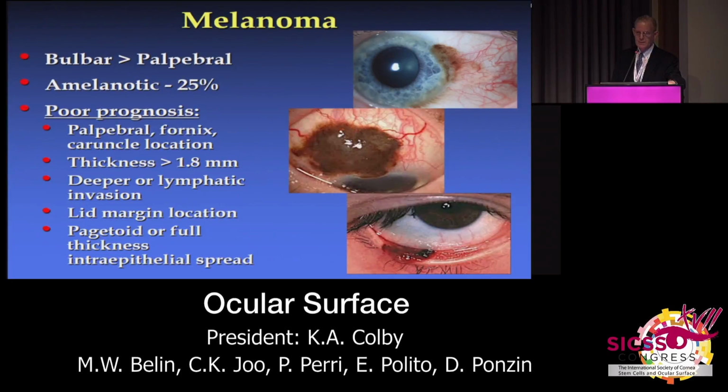And again, the poor prognosis group are patients with a palpebral, fornical, or caruncle location, a thickness of greater than 1.8 millimeters, deeper invasion, lymphatic spread, lid margin location, or a pagetoid or intraepithelial spread on biopsy, on the histology.